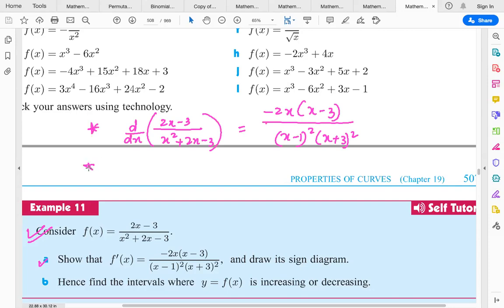Now, the first thing they ask you is to find the intervals where it is increasing or decreasing. Since it is a rational function, our sign diagram criteria become very important here. You take the roots of the numerator, which are 0 and 3, and the roots of the denominator, which are 1 and negative 3. So there is a vertical asymptote at 1 and a vertical asymptote at negative 3.